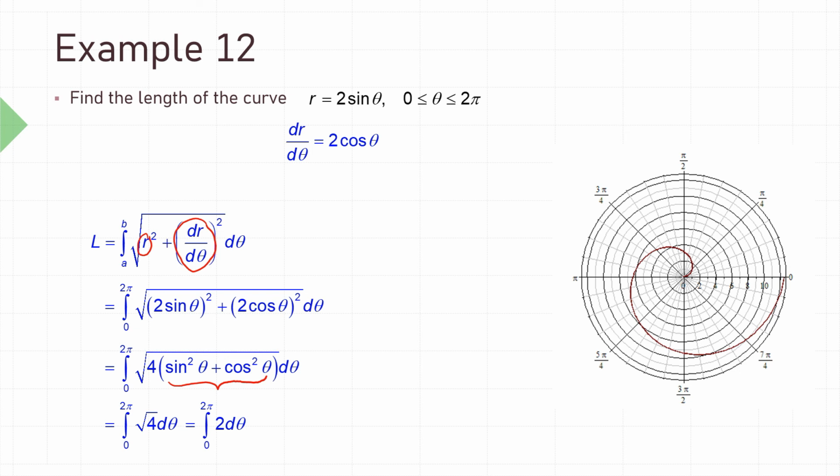To integrate this, we'll get 2 theta. So we substitute from 0 to 2 pi, so 2 pi minus 0. So we'll have 4 pi as the answer. So the length of this curve, as can be seen here, is actually 4 pi. Okay, that's it.